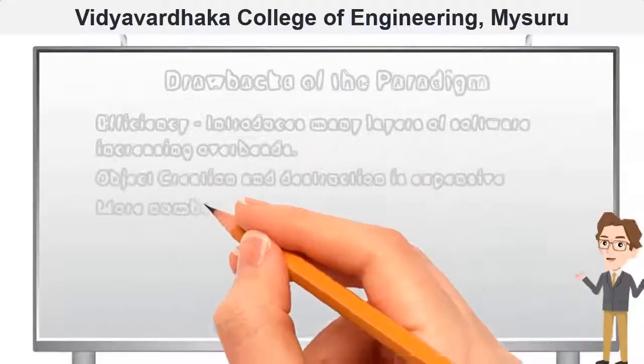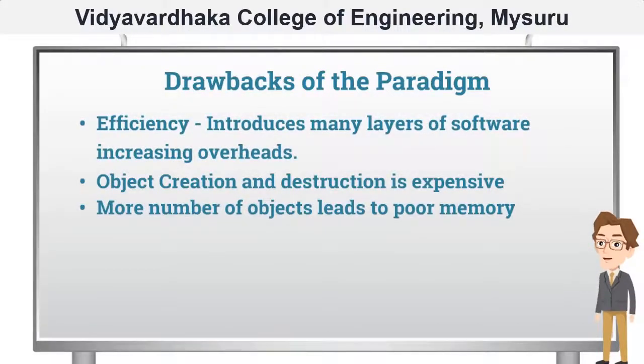The possible drawbacks are reduction in efficiency, since it introduces many layers of software which increase overheads. Object creation and destruction is very expensive. More objects lead to poor memory access times.